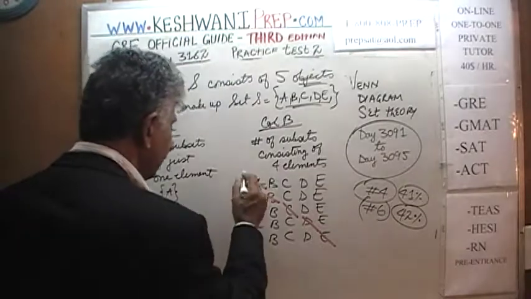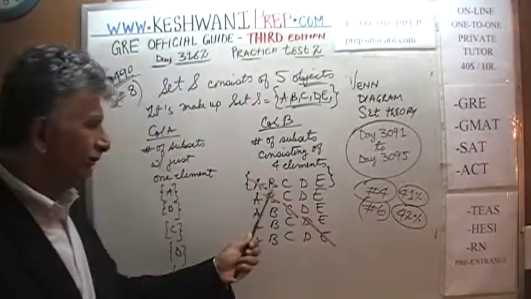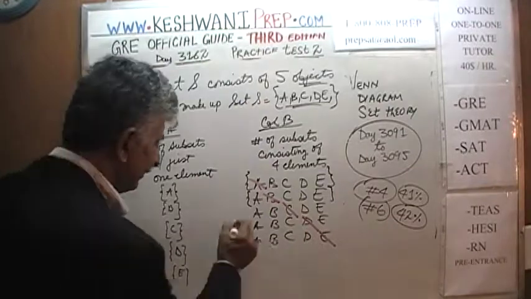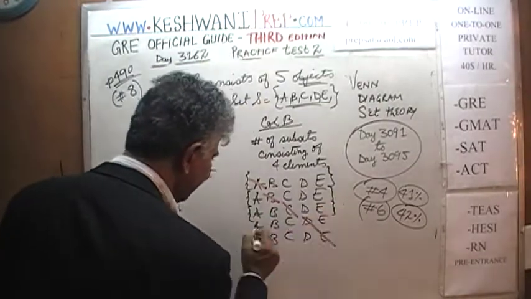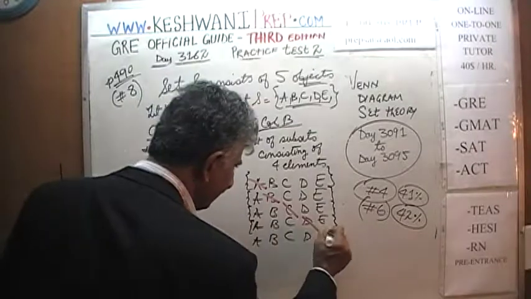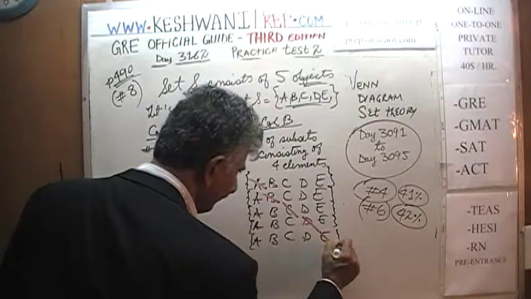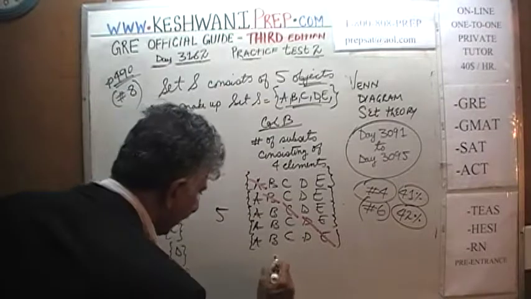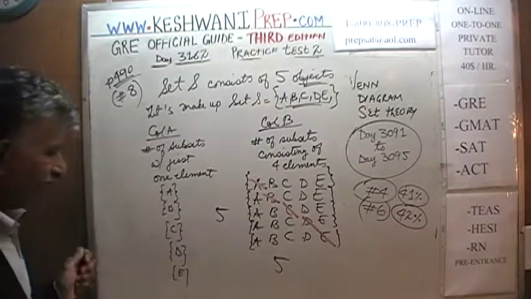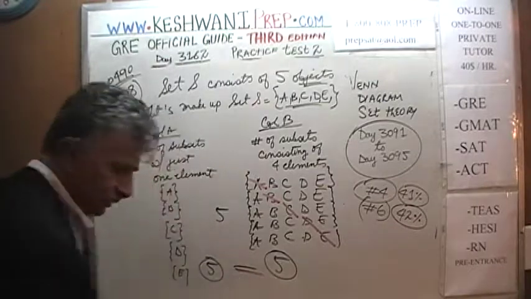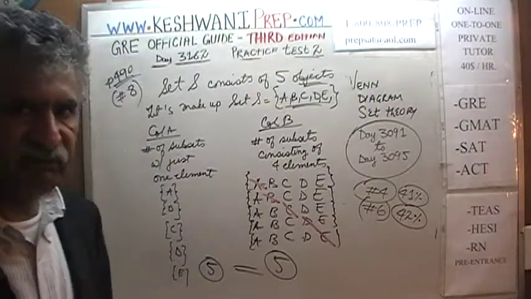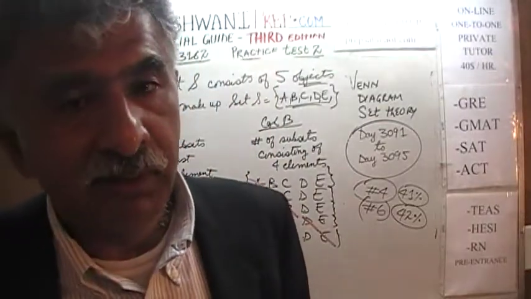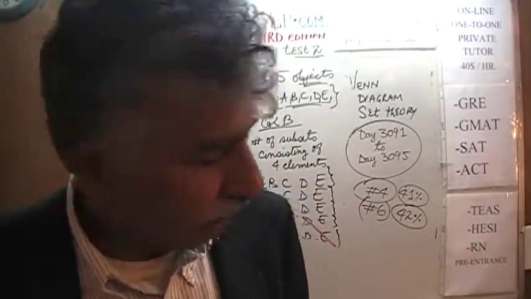So, the first subset consists of B, C, D, E. The second subset will consist of A, C, D, E. The third subset will consist of A, B, D, E. The fourth subset will be A, B, C, E. And finally, the fifth subset will consist of A, B, C, D. How many subsets does it have containing 4 elements? 5 of them. How many subsets can we have with just one element? 5 of them. 5 versus 5. The answer is C. They are both equal. We can have 5 subsets with exactly one element from set S, and exactly 5 subsets containing 4 elements. That's all.